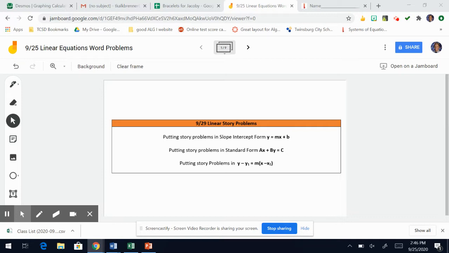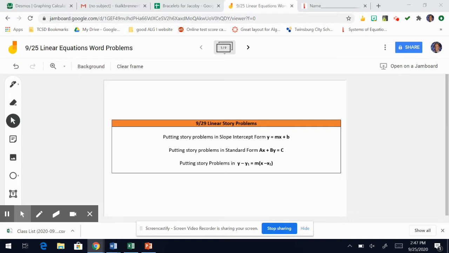However, today's lesson is again going to be linear equations, some being functions, obviously the ones that start with y equals. But we're going to work on linear story problems today. So here's the deal. We're going to look at three different types of potential story problems. Ones that involve the slope-intercept form, which is y equals mx plus b.